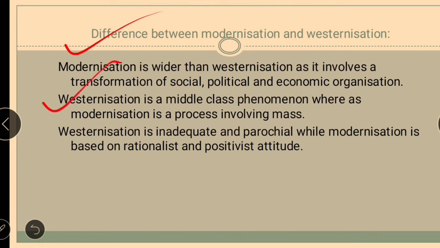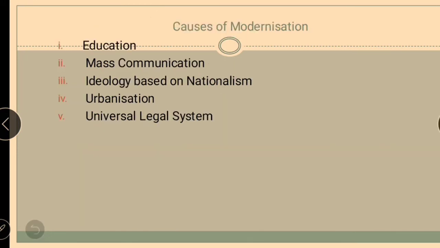Second difference is westernization involves middle class affairs such as clothing, eating habits, etc., whereas modernization involves structural change such as a caste ridden society to a classless society. Right? So you can say westernization is inadequate in nature, while modernization is mostly based on the positive attitude of people.